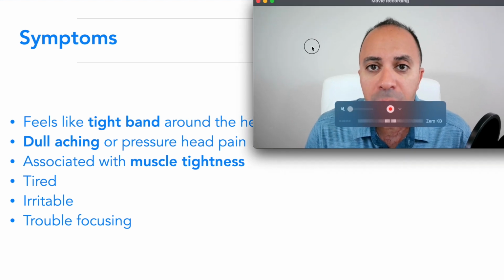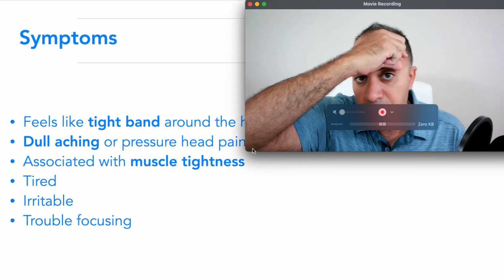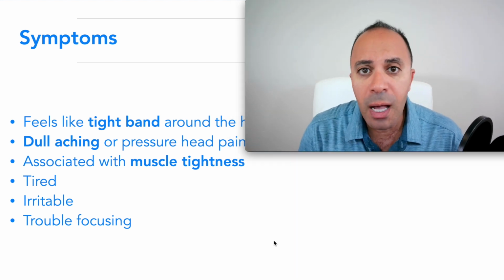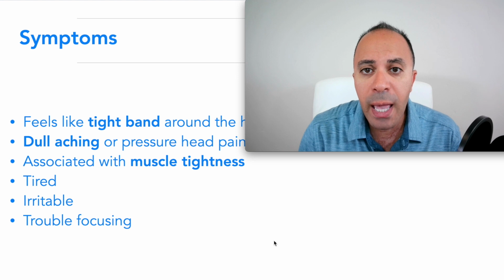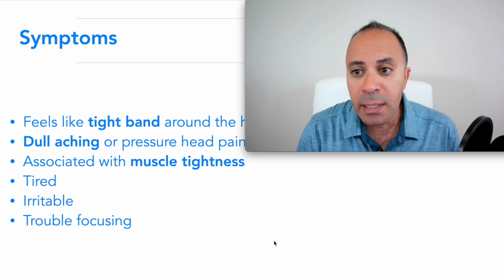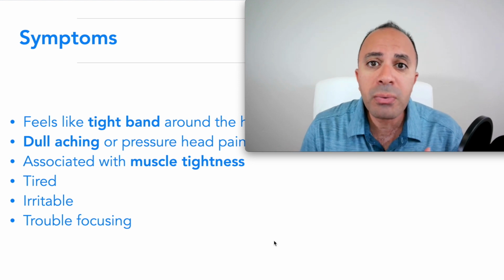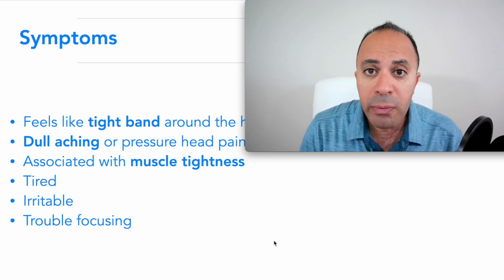A lot of patients describe it as like you feel a band over your forehead like this. And also you could feel dull, achy pain, pressure over the head, and muscle tightness in the neck area and the occipital area right here. You feel tired, you feel irritable, and have trouble focusing.